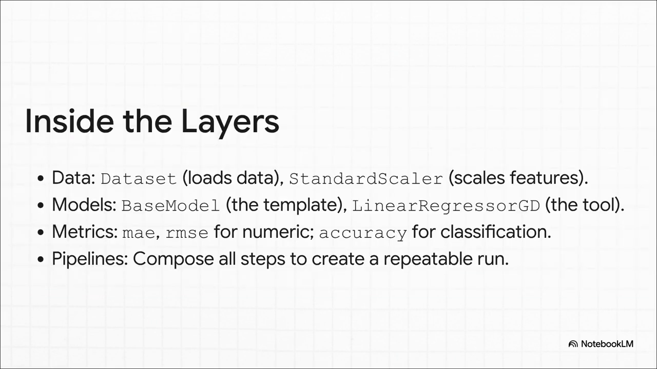So let's peek inside each one. In your data layer, you might have something like a standard scaler. That's the thing that does the feature scaling for KNN we talked about. In the models layer, you'd have your actual algorithms, like your linear regressor. For metrics, you need your scorekeepers. For number predictions, you might use something like mean absolute error, which just tells you, on average, how far off your predictions were. For classification, you'd use something simple like accuracy. And the pipeline, it just strings all these things together into one neat, repeatable process.